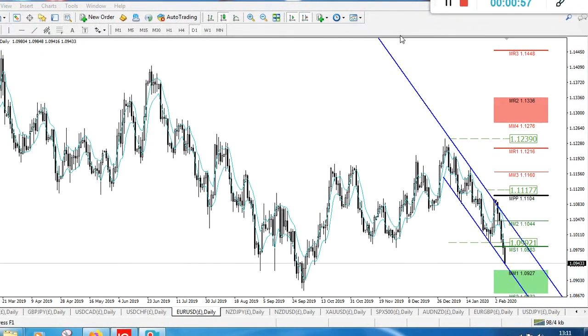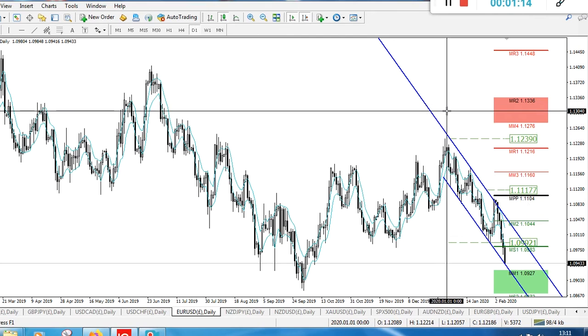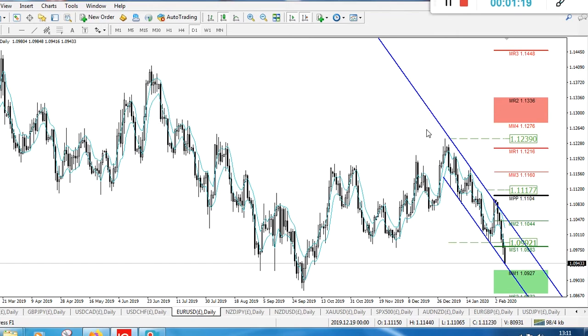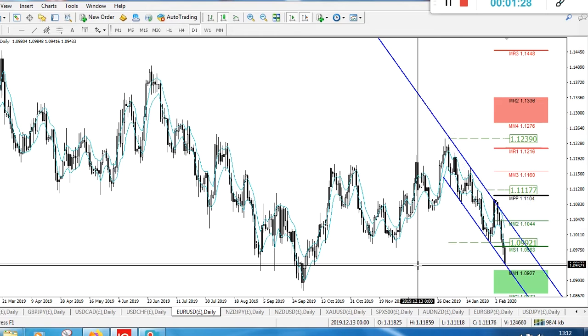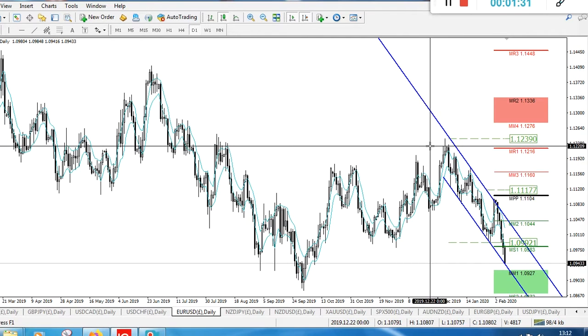Okay, so this is the daily chart of euro dollar. As you can see, the price has been going down steadily for the last 5 or 6 weeks. From the 1st of January, pretty much it went just one way to the downside. This is a nice channel down here. It's been going down, down, down, down. Now it's covered a good amount of pips.